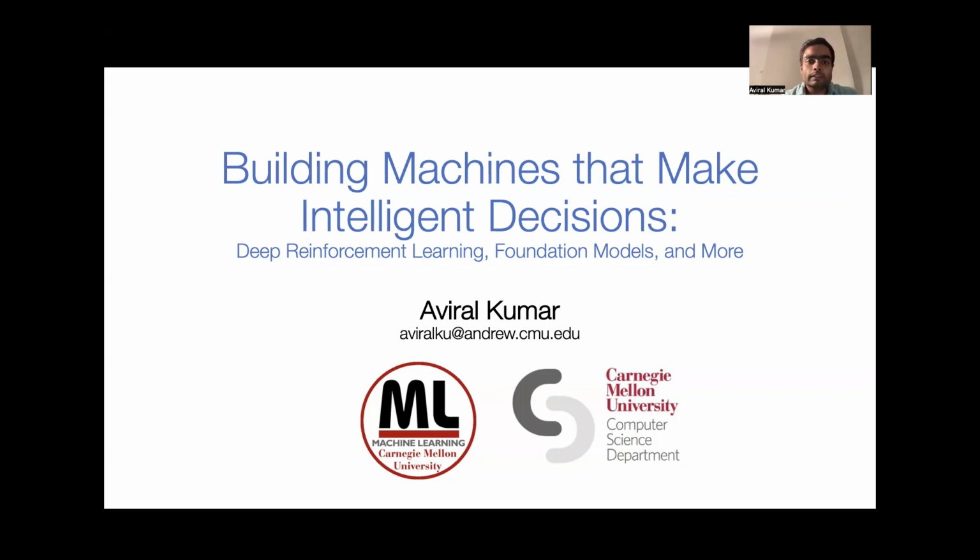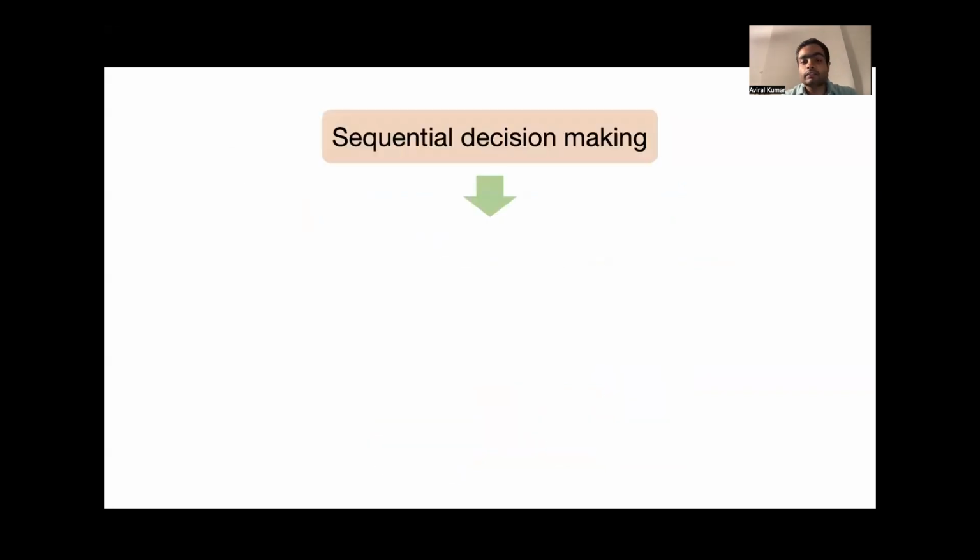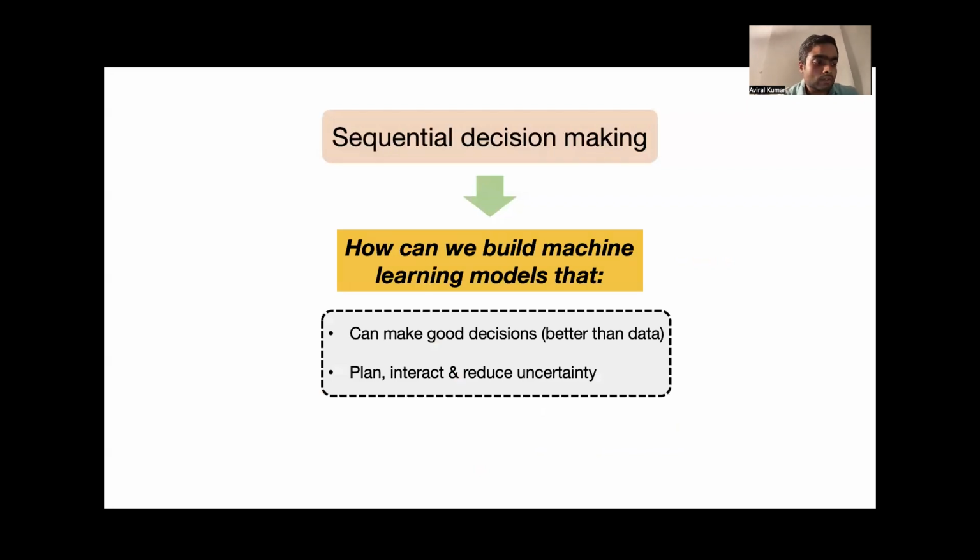So, broadly speaking, I am interested in the question of sequential decision making. And to me, this concretely boils down to building machines that can make good decisions, decisions that are potentially better than the data that was used to train these machines, as well as behavior such that these machines can plan their behavior on the fly, interact with the world, and use the interaction to reduce their uncertainty and improve their behavior on the fly.